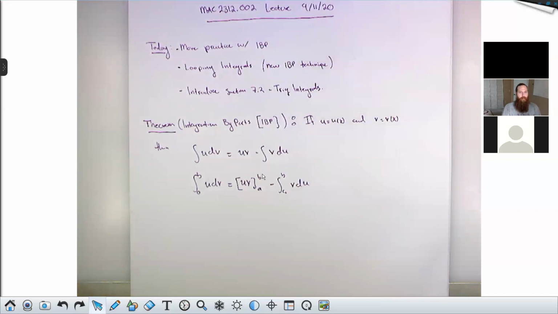I want to remind you, of course, for the definite version, you have to evaluate the u times v piece between the bounds also. I know I keep saying that, and I don't want to be a broken record, but you'd be amazed how often I see people forget it on tests, and it hurts you. So please remember that this is how the theorem works.